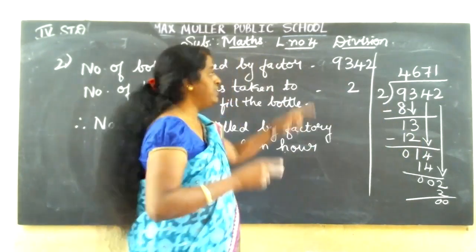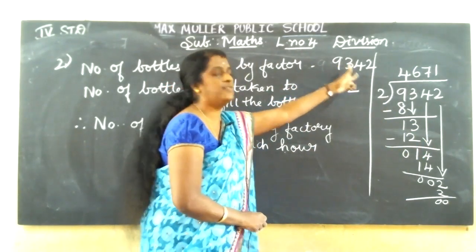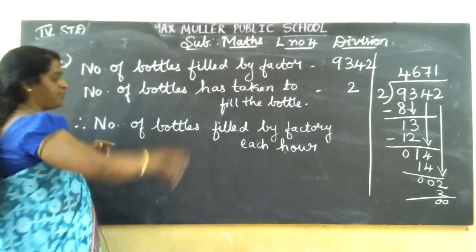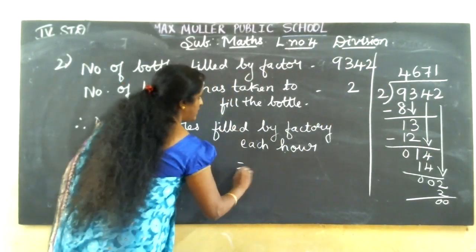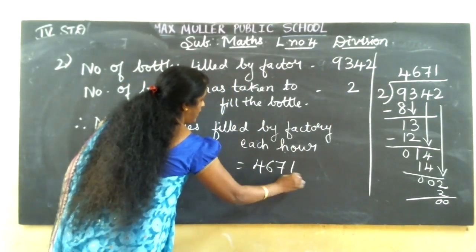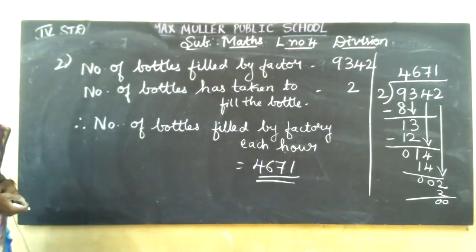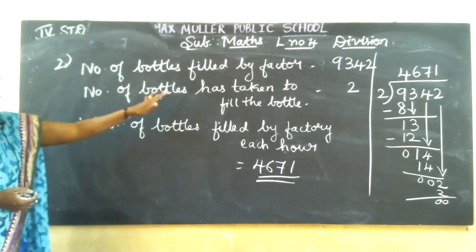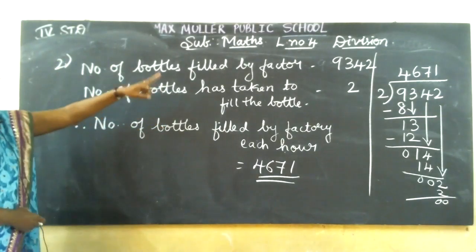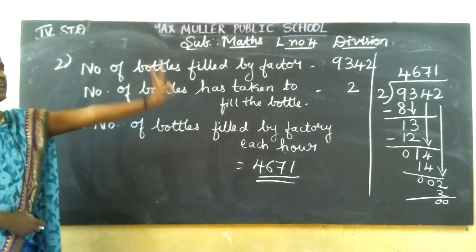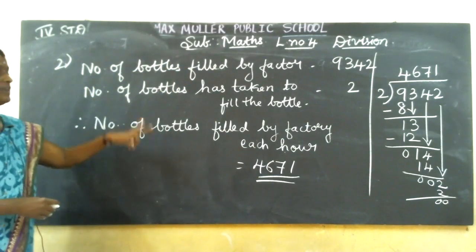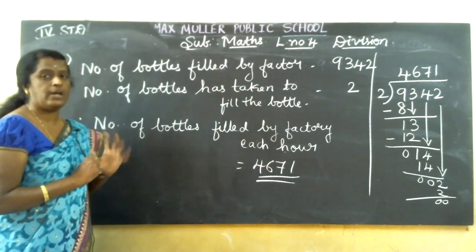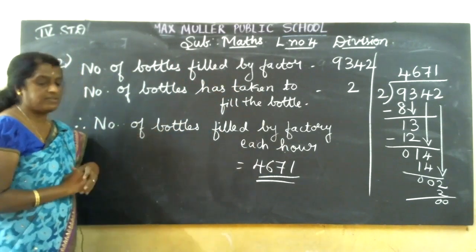So for 2 hours they filled 9,342 bottles. They asked the question for each hour. So for 1 hour, how much did they fill? You have to divide. So for each hour, 4,671. Your answer is 4,671. Let's complete this. The number of bottles filled by the factory in 2 hours is 9,342. Each means 1 hour, so in 1 hour it took 4,671. So complete this, children.